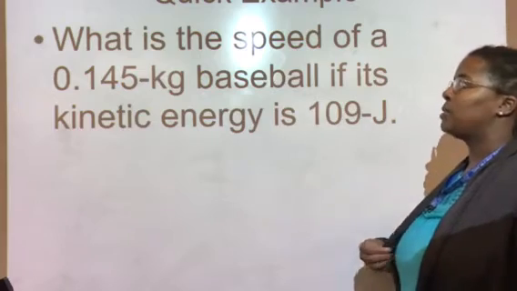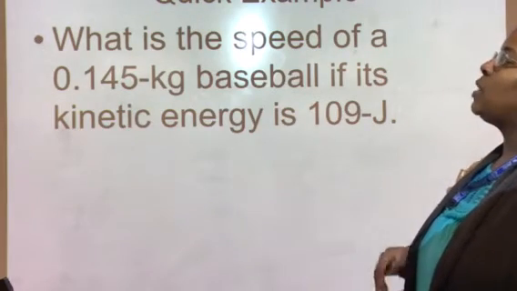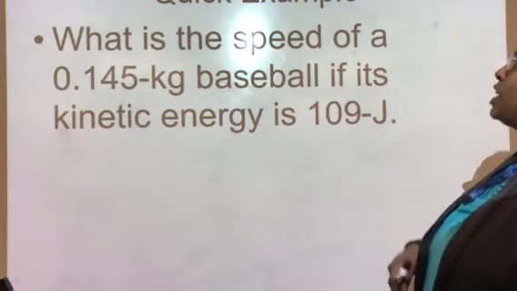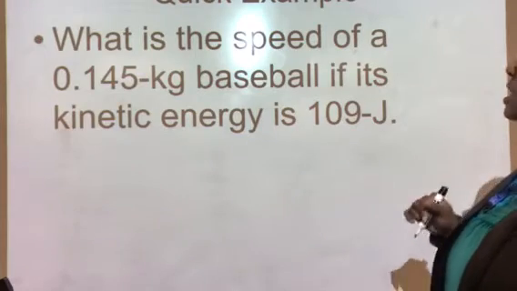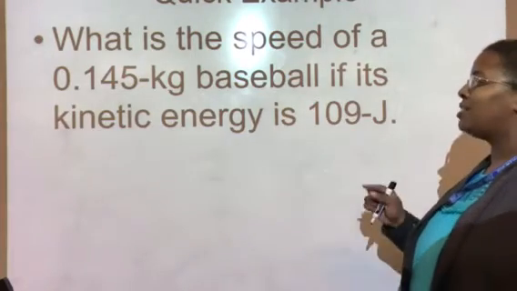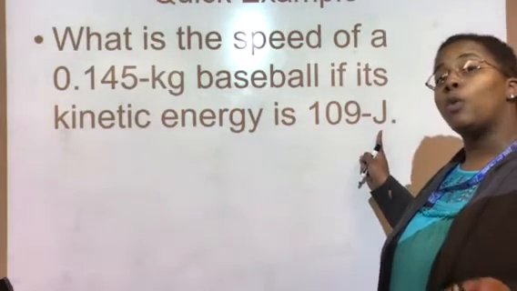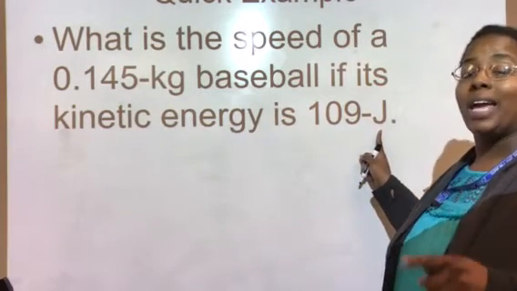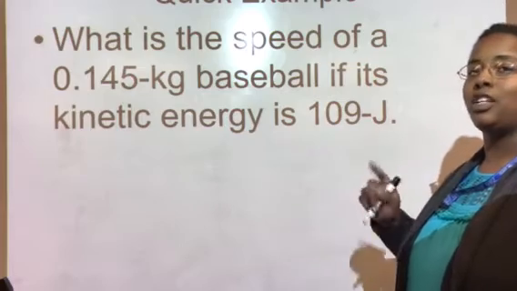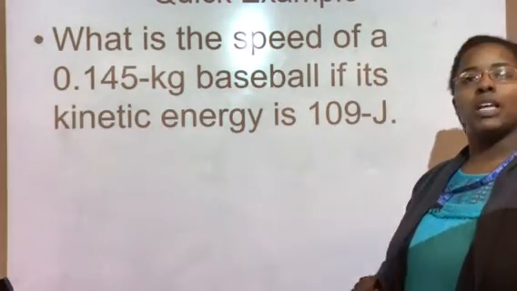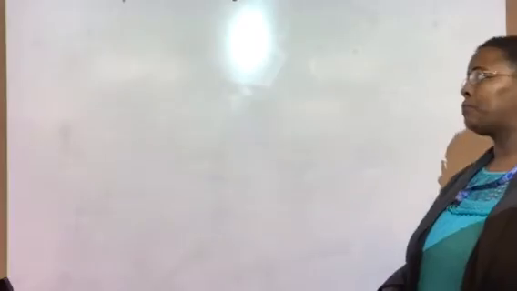Here's a sample problem. What is the speed of a 0.145 kilogram baseball if its kinetic energy is 109 joules? We've seen this unit before, so don't forget that both work and energy are measured in joules. We're going to use the GUESS method to lay this problem out for you.